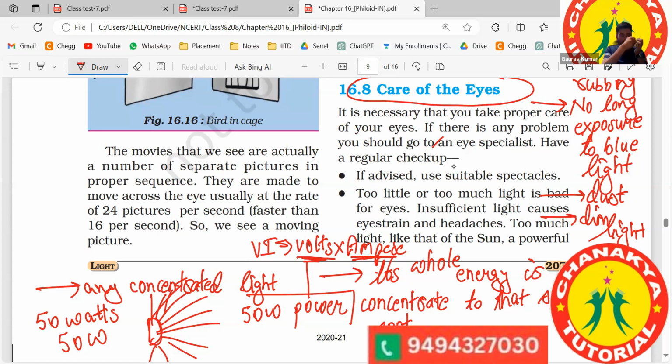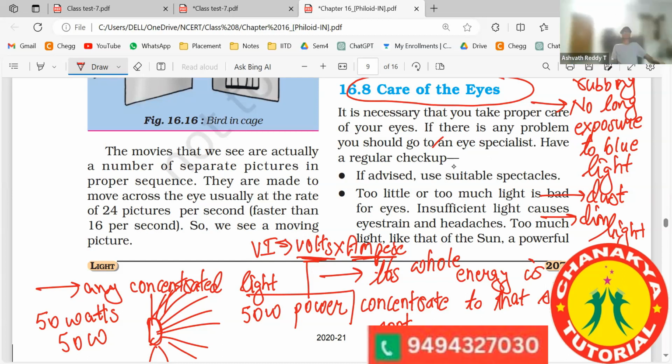Let's say you are pulling a rope which is attached to some heavy object. So you are applying power to pull it. I think it is clear what is meant by power. Similarly, when there is some light and it has voltage and current, forget about voltage and current. When any object emits light, this light can be measured in terms of power also.